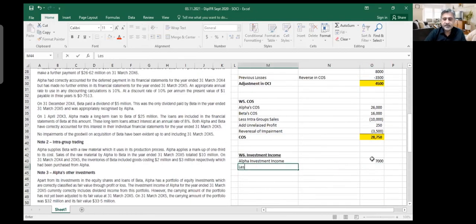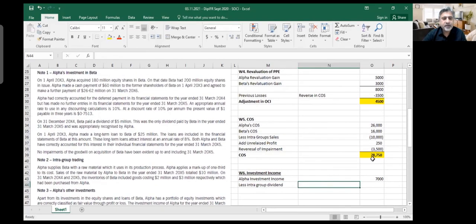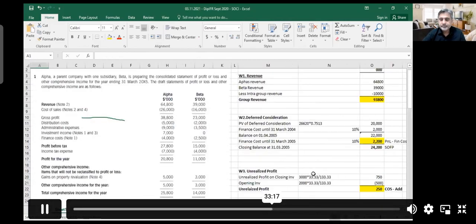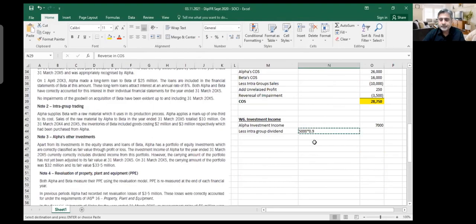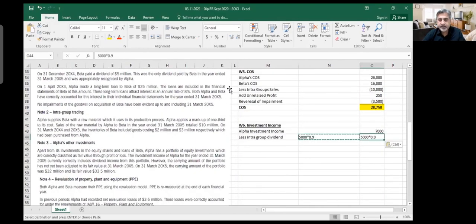And then I would say less intra-group dividend. How much was that? Total dividend was paid out by 5 million. Intra-group dividend, I think they showed somewhere here. Beta paid a dividend of 5 million. So Beta is paying 5 million. We are only 90%. So 5 million into 0.9. This is what comes to us. I'll take this one here into -1. This I have to remove.